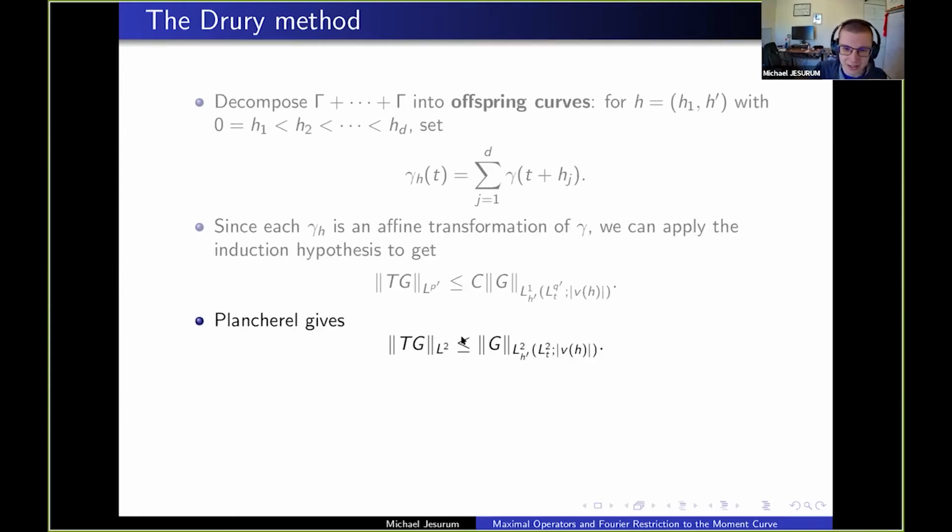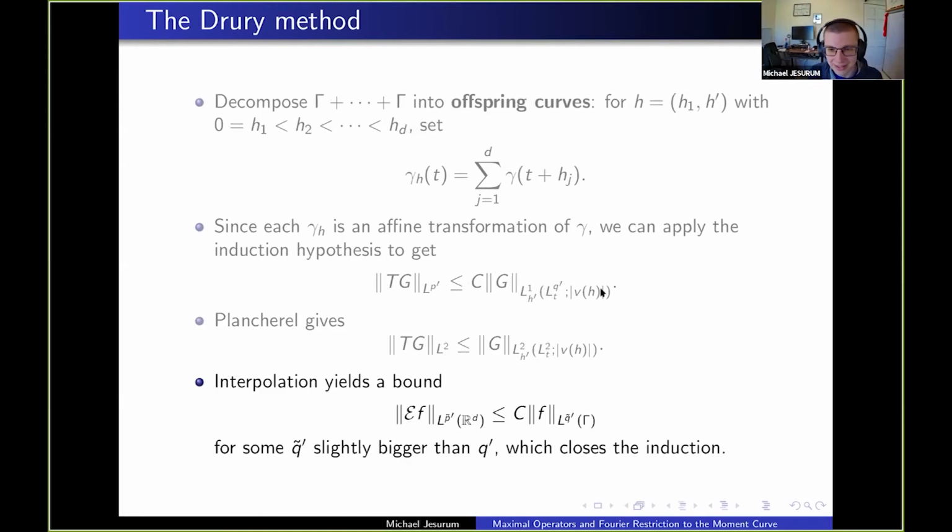What we also get, since we had a Fourier transform, is that we can use Plancherel, and Tg is bounded in L2, L2 of h, L2 of t. We have these bounds, we have a linear operator, so we can do some interpolation. There's like a page of work to do with the interpolation. You have to work through all sorts of arithmetic, but eventually you can pull back to a bound on the extension operator. And you get q tilde prime that's a little bit bigger than q prime, and that'll close the induction step.